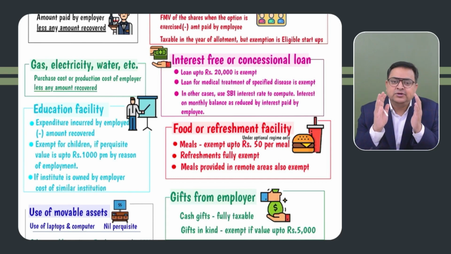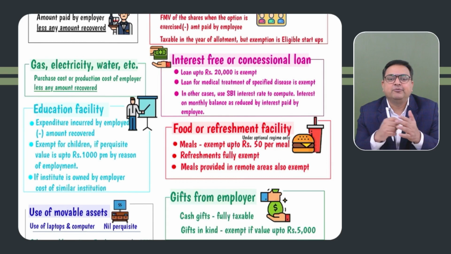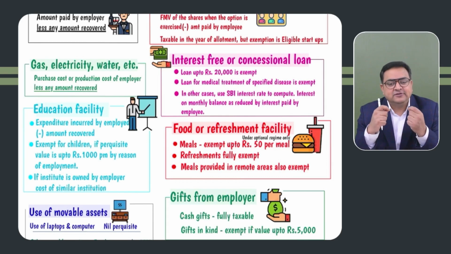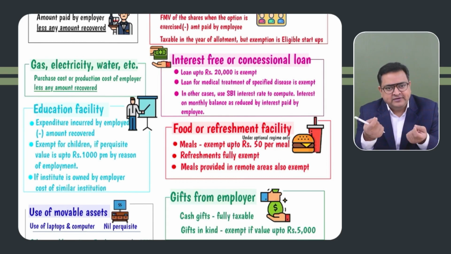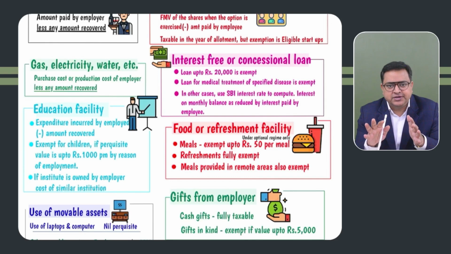So if it is provided to the employee's family member, then please make it taxable. So whatever the cost which the employer is incurring. But if the institution is of the employer itself, then we will take the value which a similar institute charges from other students. Got it? It will be given in your question.